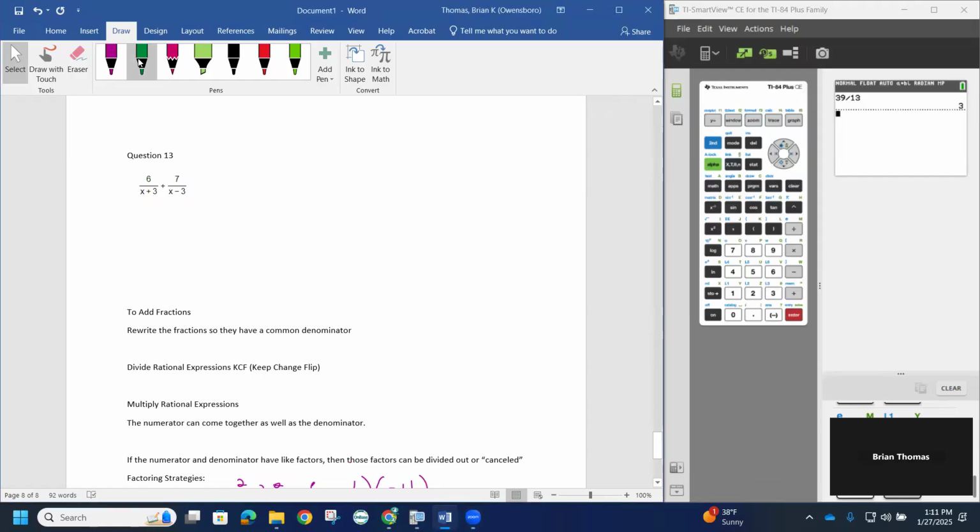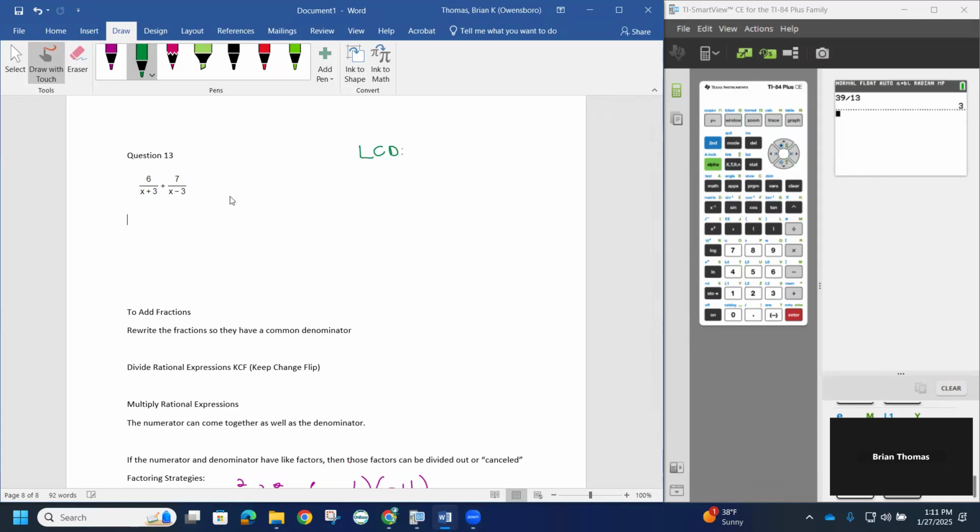So again, we want to add these two fractions. But again, to add fractions, we have to rewrite the fractions so they have a common denominator. So notice that we do not have common denominators, so we cannot add these together. So our first objective is to find the least common denominator, so the LCD.